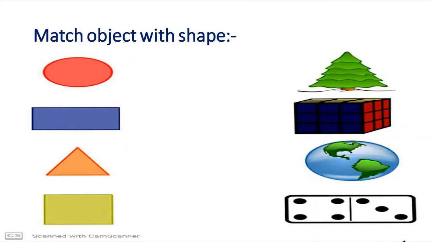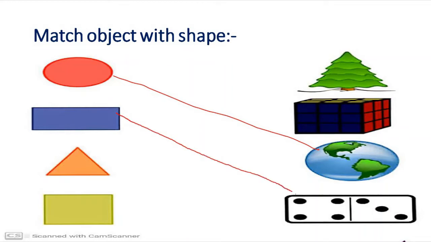Now match the objects with the shape. This is the opposite of that exercise. So this is the circle shape. Find it here. Where is the circle shape object? Yes, we have to match this with the globe of the world. Now rectangle shape. Find out where it is.